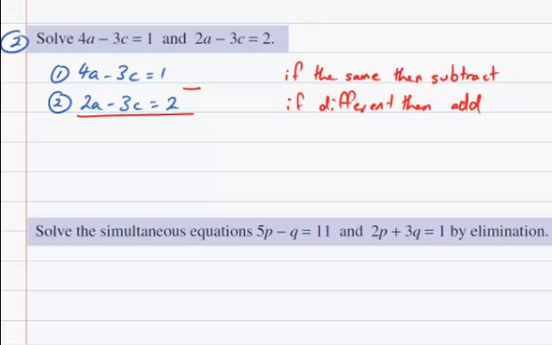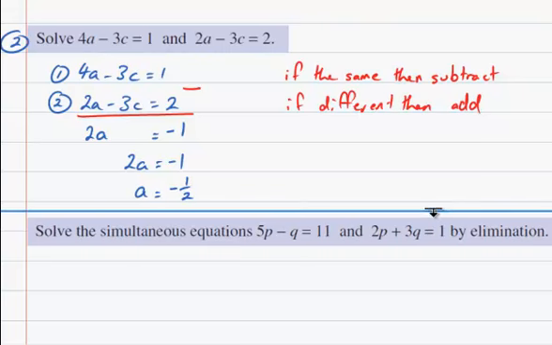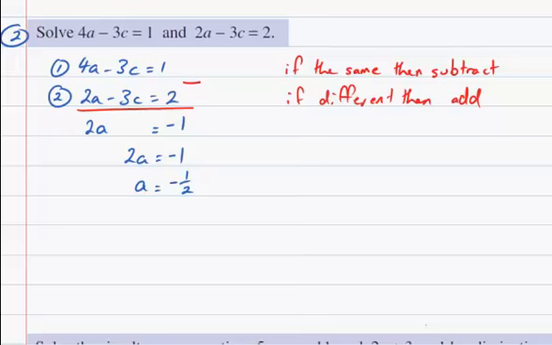By doing that, 4a minus 2a is 2a, -3c minus 3c is 0, and 1 minus 2 is -1. So my equation is 2a equals -1. Divide by 2, so a equals -1 on 2. I've got my answer for a, I need to get an answer for c. So I'm going to substitute a equals negative half into one of the other equations. I'm just going to put it into equation 1.